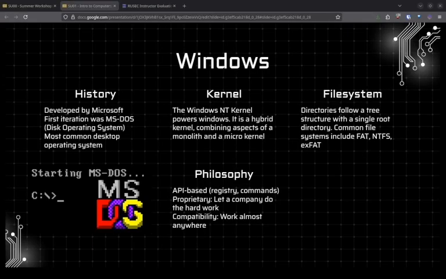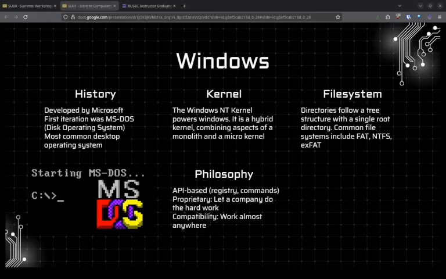Next up is Windows. Windows was developed by Microsoft, and the first iteration was MS-DOS, which stands for Microsoft Disk Operating System. It came on an actual physical disk, and you would load it, and that would be your operating system. Nowadays, Windows is the most common desktop operating system in the world. If you're alive, you've probably interacted with Windows. You have seen the blue screen of death and you've logged in.